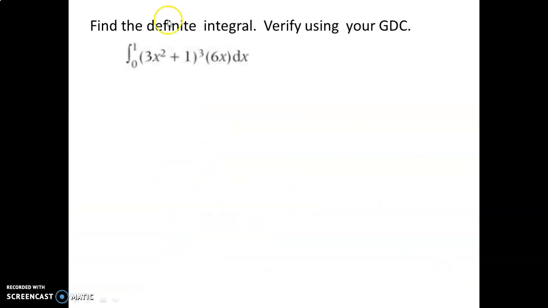Okay, next one. So we have this function here, or this integral. It's a definite integral now with boundaries 0 to 1. Let's find the definite integral value. Okay, this is one of the ones where we need to do substitution. So I notice that 6x is the derivative of this. So I'm setting this equal to u. Then the derivative of that, du dx, is 6x. Now I can take these values and substitute them back into my integral.